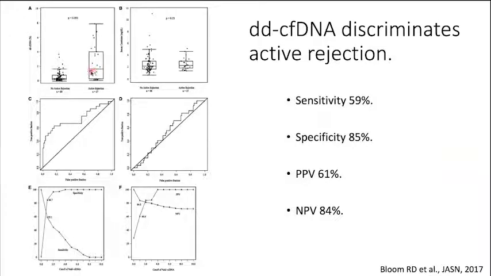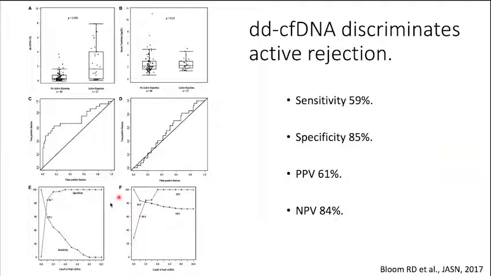1.6% versus 0.3% for the no rejection group. And you can see serum creatinine was all over the place. These are the ROC curves for both the cell-free DNA and the creatinine, and it showed an AUC of 0.74 for cell-free DNA versus 0.54 for serum creatinine.